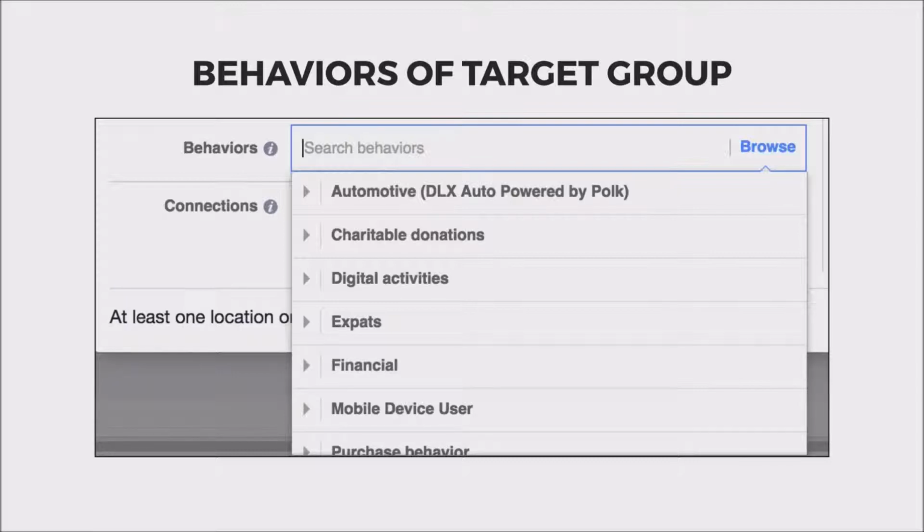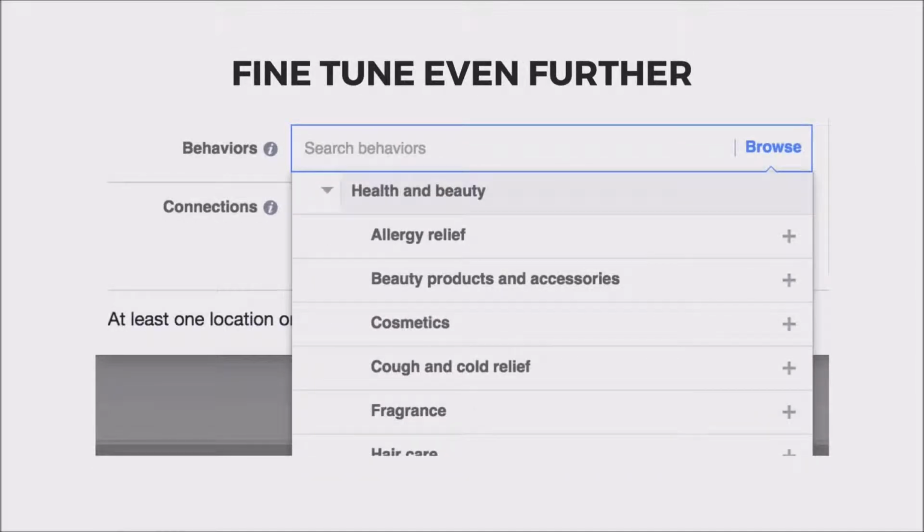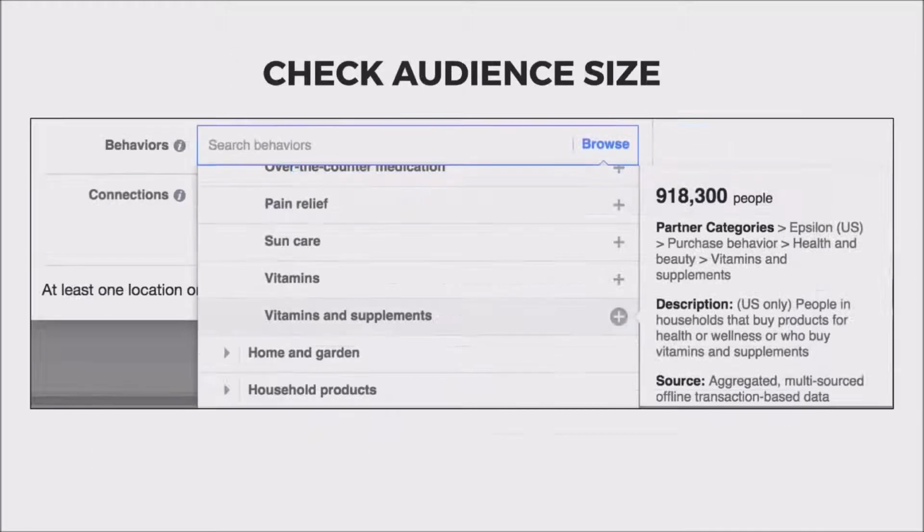To be honest, it's a bit scary how much Facebook knows about its users, but as a marketer, this is a real goldmine. Choose an option like purchase behavior and what people purchase. For example, health and beauty. Pick an available activity and be sure to scroll down to view all your options. I'll choose vitamins and supplements.